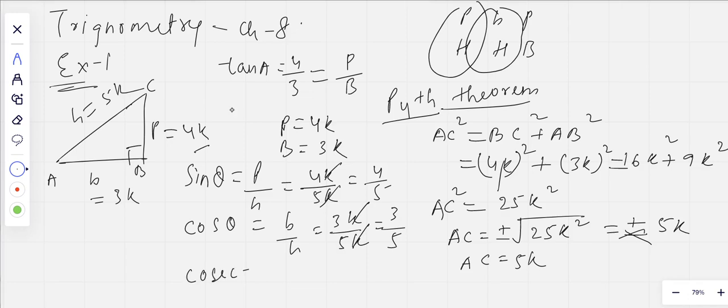Cosec is the reciprocal of sine. Cosec of A is the reciprocal of sine, which is 5 by 4. Here all theta is A. You just write it in the steps. Sec is the reciprocal of cos, which is 5 by 3. And cot is the reciprocal of tan, which is 3 by 4. This is the solution.